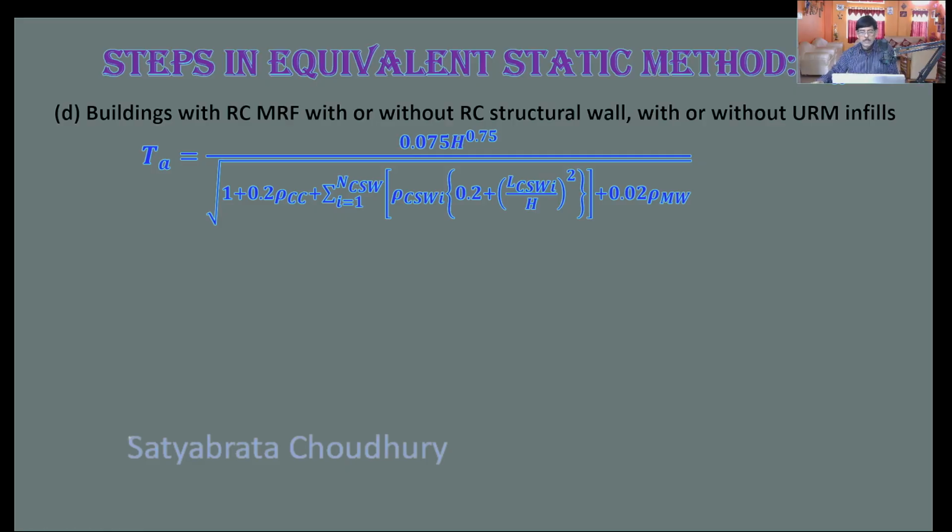For these cases, the time period formula is lengthy, as shown here. So there are several symbols used: rho_CC, N_CSW, I, C_SW, L_CSW, and rho_MW. Let us see the meanings of all these symbols.